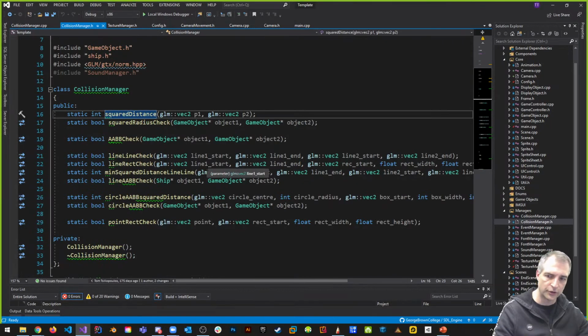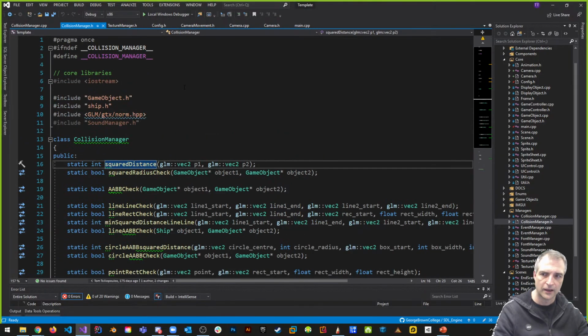Now, I want you to notice something about this collision manager. This collision manager does not use a singleton pattern. It is a static function, and that means it's not thread safe. So if you're going to put this in multiple threads, this collision manager would fail. We've made it like this on purpose so that we can modify it later on and create a singleton pattern.